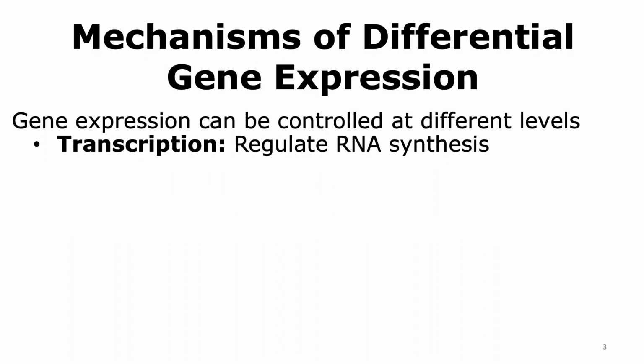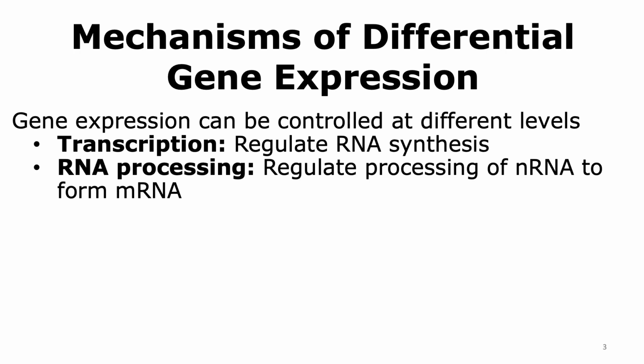Let us look at the different mechanisms of differential gene expression. Gene expression can be controlled at different levels, and the first level is at the transcriptional level, where we can regulate RNA synthesis and thereby control protein production in a cell. Another way to control gene expression is by controlling RNA processing. We all know that the nuclear RNA made in eukaryotic cells has to be processed to form messenger RNA, and thus by regulating RNA processing, we can regulate the protein production in a cell.